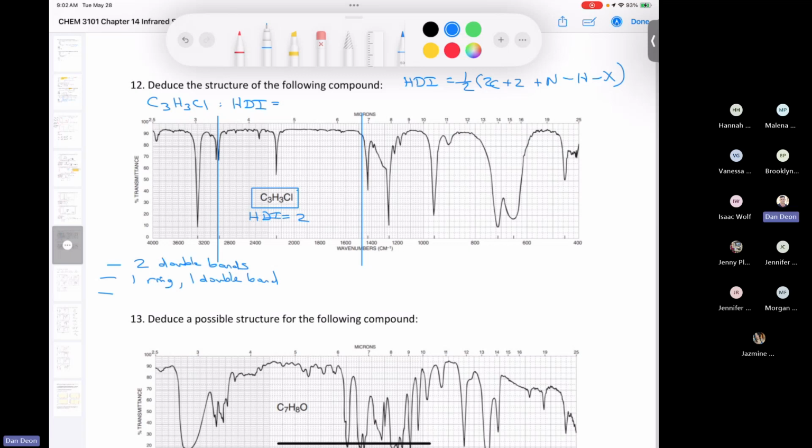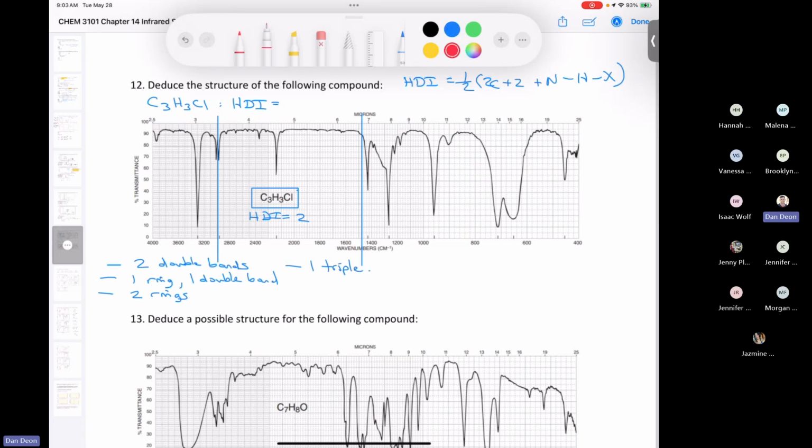So we could have two, oh, I guess we could have two rings. So two rings. Sorry, there's another possibility. Could anybody tell me what the other one is? So two double bonds, one ring and one double bond, two rings, or, yeah, thanks, Isaac, one triple bond. Okay. So let's take a look at our spectrum.